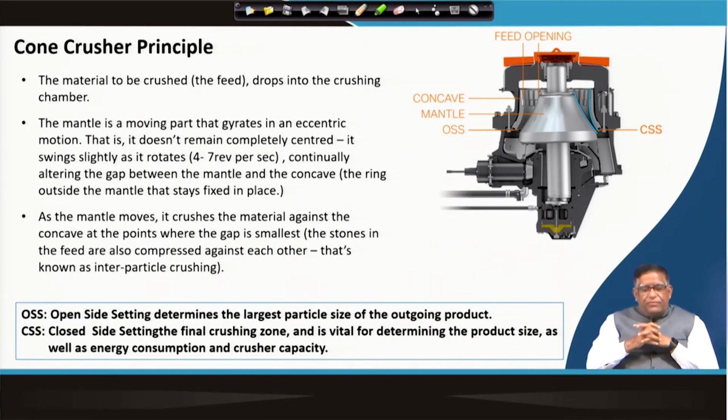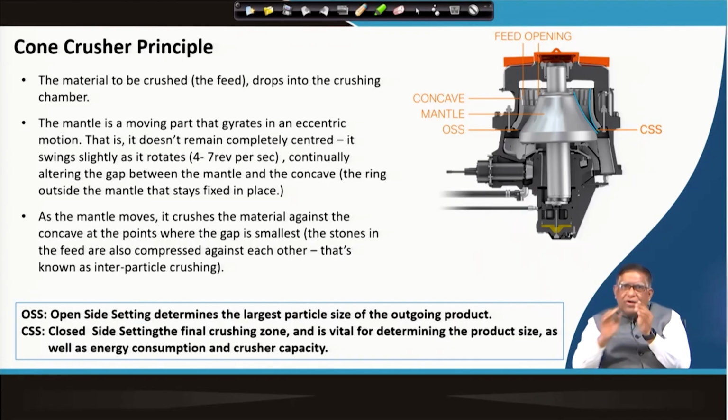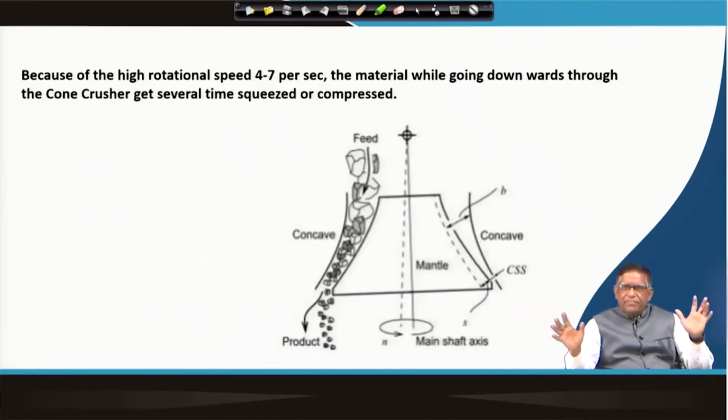As the mantle moves, it crushes the material against the concave at the points where the gap is smallest. That is, the stones are fitted together and then compressed against each other. There are already two to three rocks of different big sizes, and they get compressed against each other. There will be some attrition also, and then they will break and fall down.